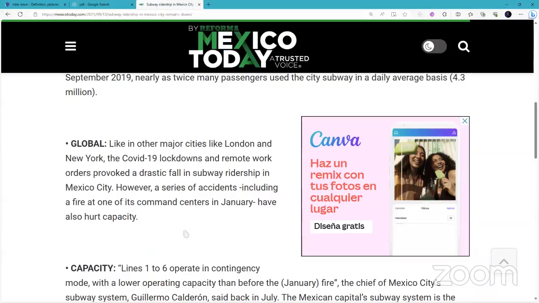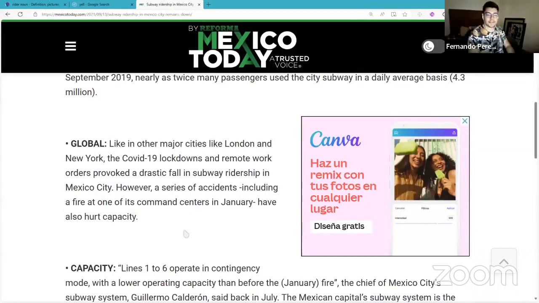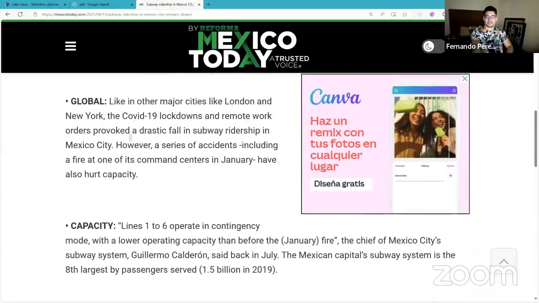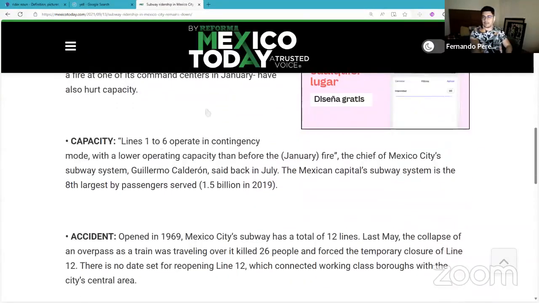However, a series of accidents, including a fire at one of its command centers in January, have also hurt capacity. Exactly. Oh yeah, I remember this fire. There was a fire in the subway. Okay, let's continue. I haven't found the topic that I want to find. So let's continue with the next. Perla.